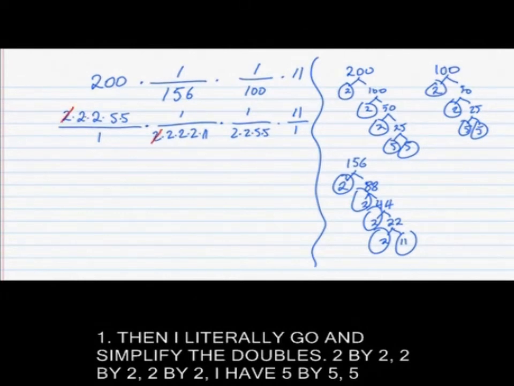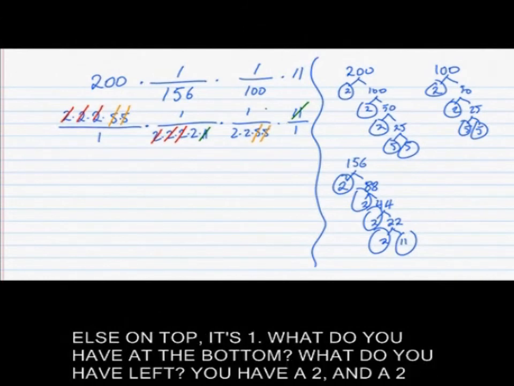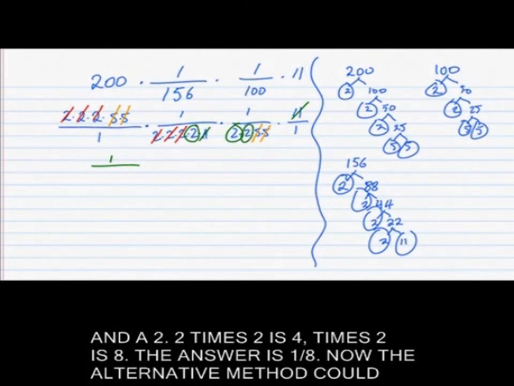Then I literally go and simplify the doubles. 2 by 2, 2 by 2, 2 by 2. I have 5 by 5, 5 by 5. Anything else? Here you are, 11 and 11. And go circle what you have. You have nothing else on top. It's 1. What do you have left at the bottom? You have a 2 and a 2 and a 2. 2 times 2 is 4, times 2 is 8. The answer is 1/8.